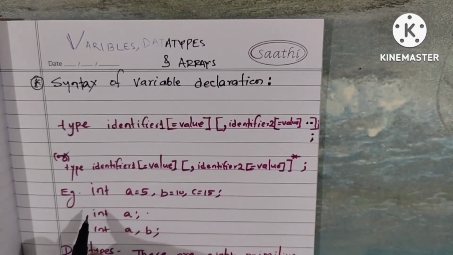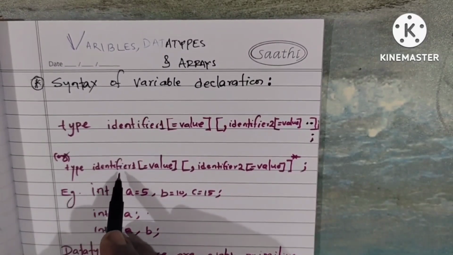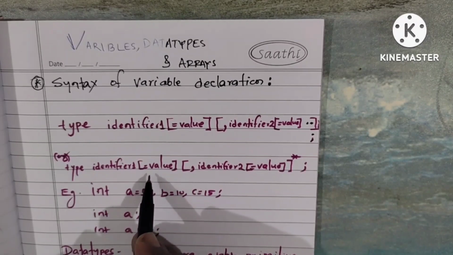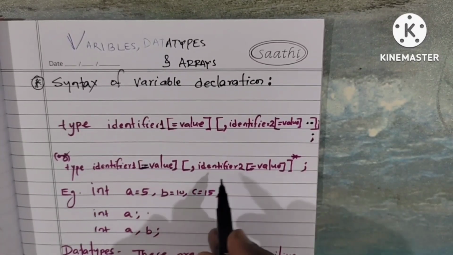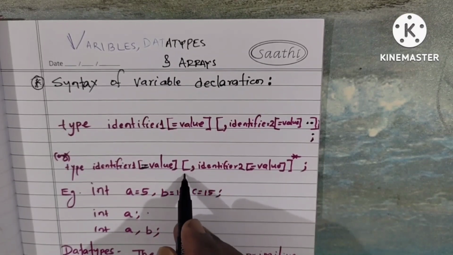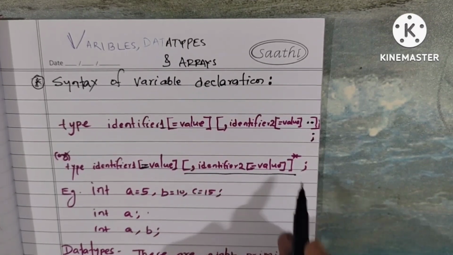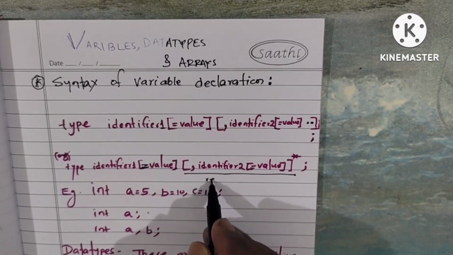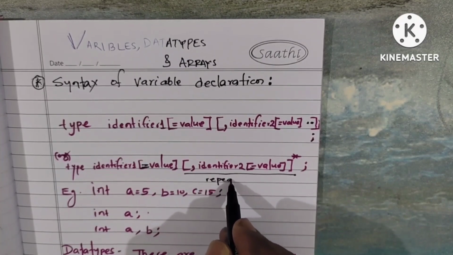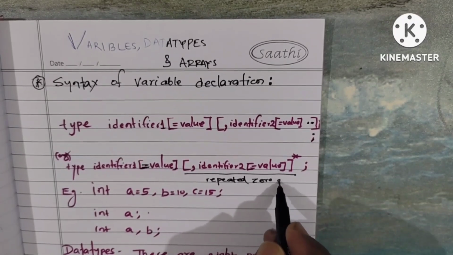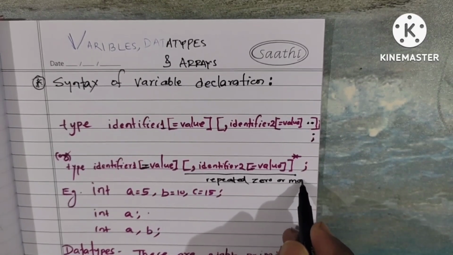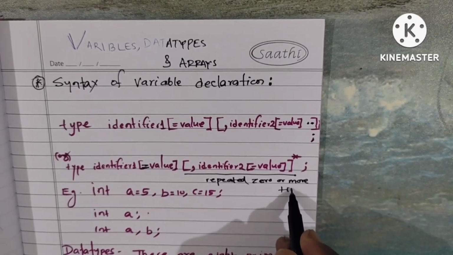Or we can directly write like this: type identifier 1 equal to value, and this portion repeated zero or more times.